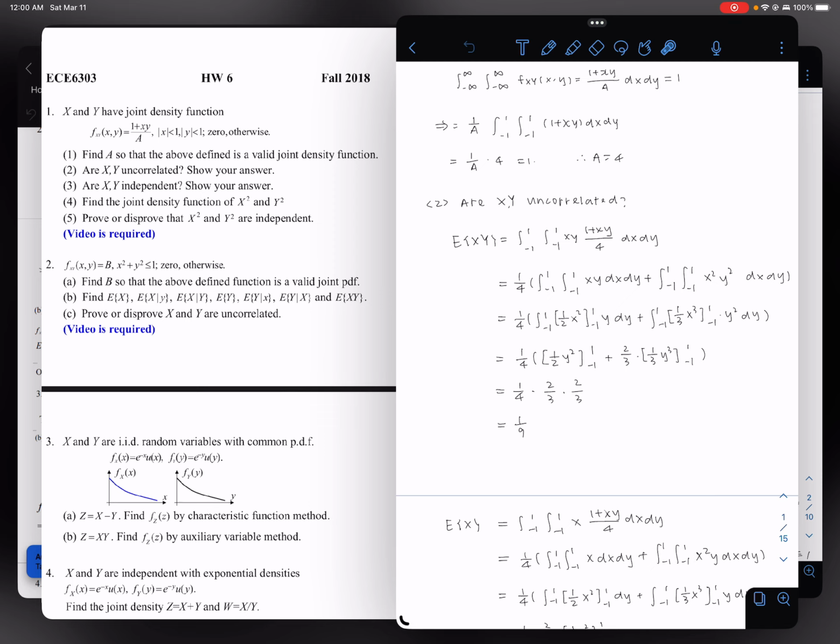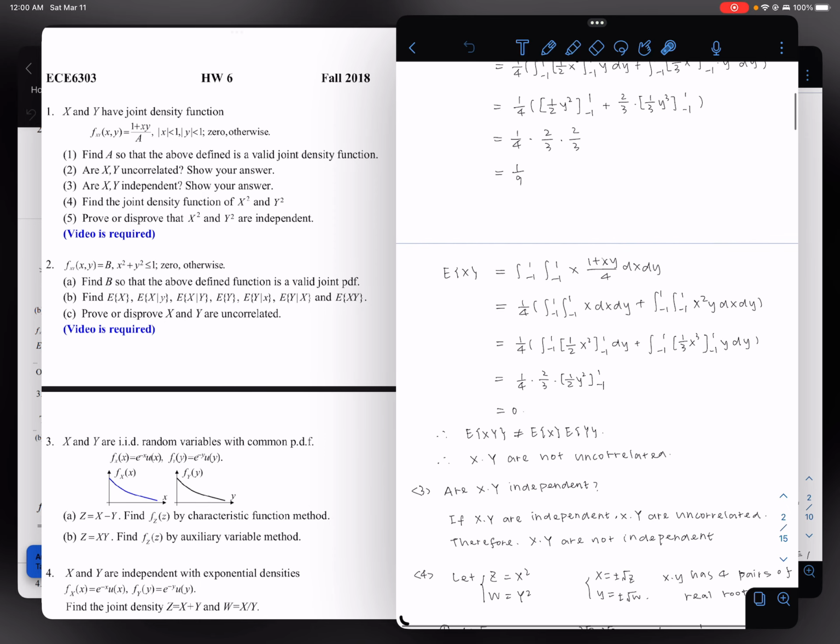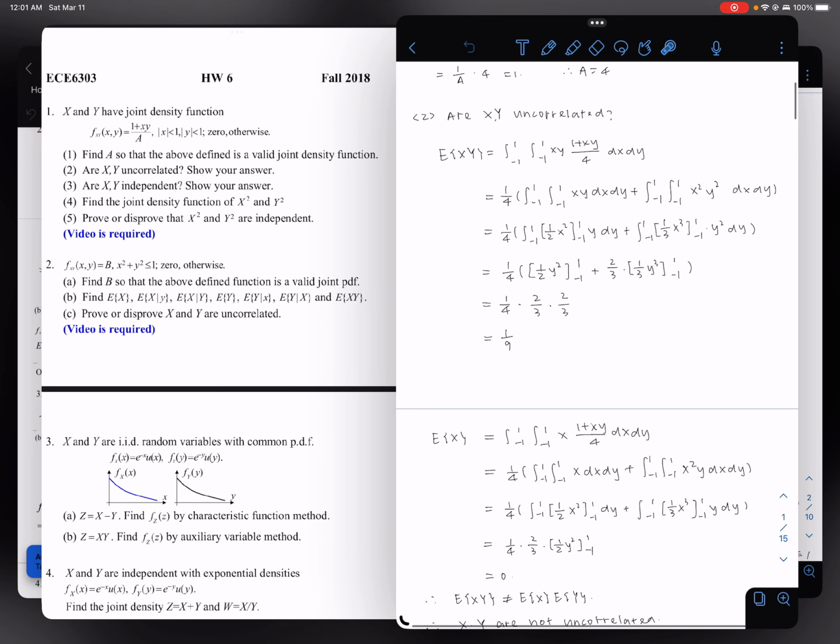Second question, are x and y uncorrelated? We can know this by calculating the expectation of random variable xy, random variable x, and random variable y. So if expectation of xy equals expectation of x times expectation of y, then we can prove that x and y are uncorrelated.